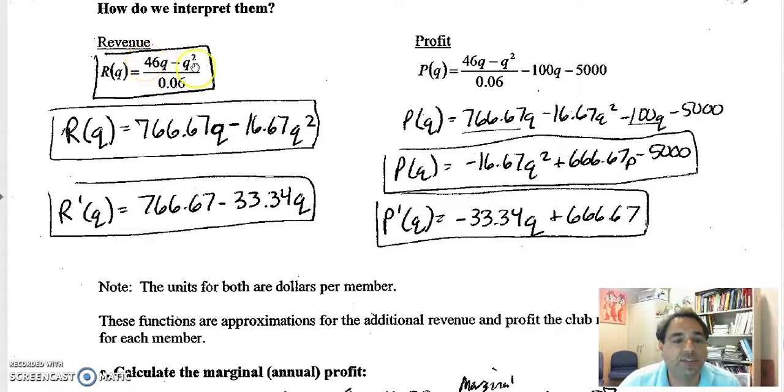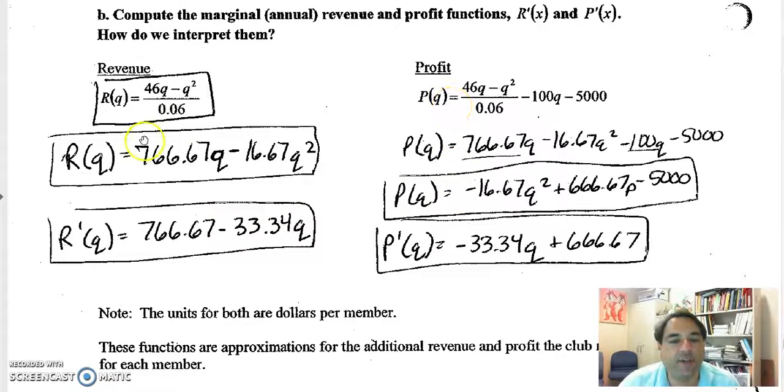So here, since we have division, we took 46 divided by 0.06. That's where the 766.67q came from. And this would be a minus 1q squared. So 1 divided by 0.06 would be 16.67q squared. This is just a rewrite. Then when we take the derivative of 766.67q, it is 766.67, minus the derivative of 16.67q squared, 2 goes to the front, subtract 1, would be minus 33.34q.